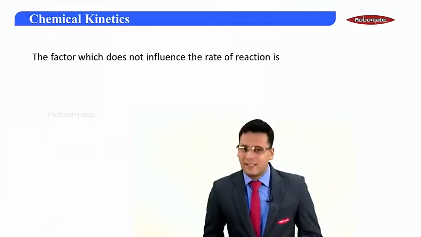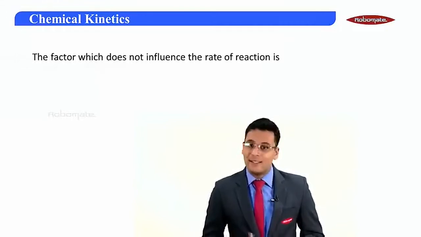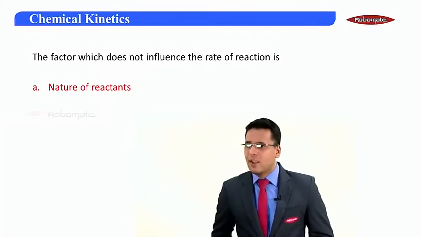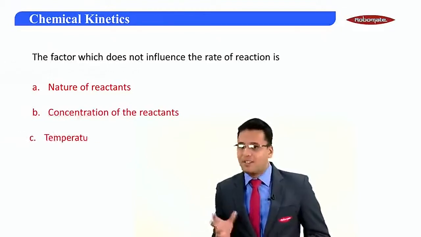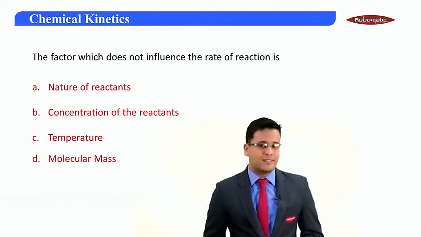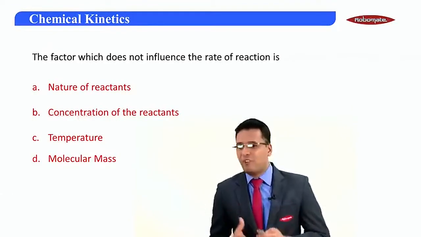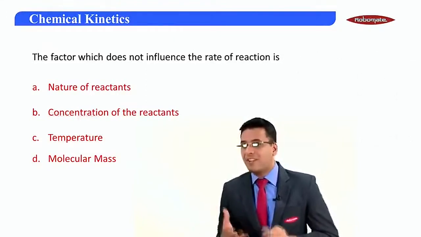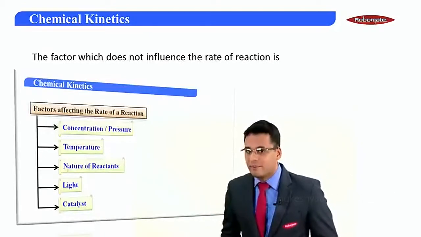The factor which does not influence the rate of reaction is option A, nature of reactant, option B, concentration of the reactants, option C, temperature, and D is molecular mass. Now, if you remember, it's a very straightforward question. Because we had done factors which affect rate of reaction, and we encountered this concept over there.